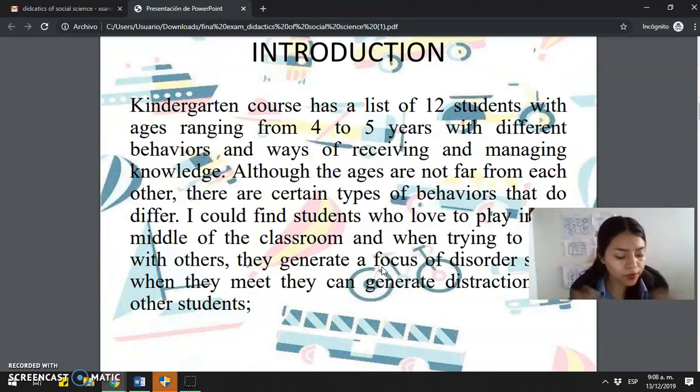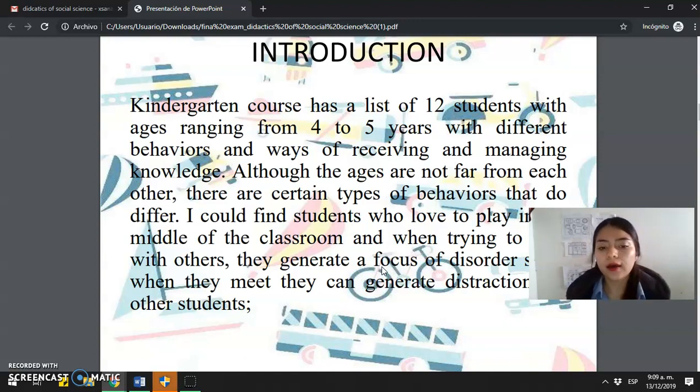In the introduction, I want to show you a profile of the kindergarten course, the ages, and some characteristics that you have to know to understand the lesson plan I made. The kindergarten course has a list of 12 students with ages ranging from 4 to 5 years, with different behaviors and ways of receiving and managing knowledge. Although the ages are not far from each other, there are certain types of behaviors that do differ.